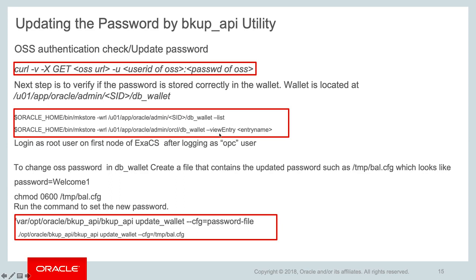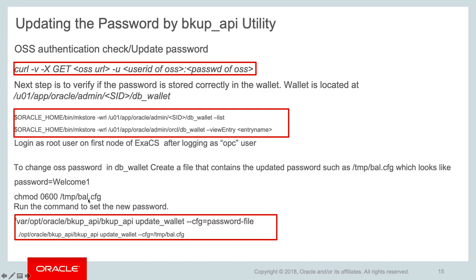You can also look for the view entry, and it will show you if they have the correct credential store or not. Modifying the wallet is easy. You need to create a file with just one piece of information, that is password equals the new password. Change mode to 600 again.